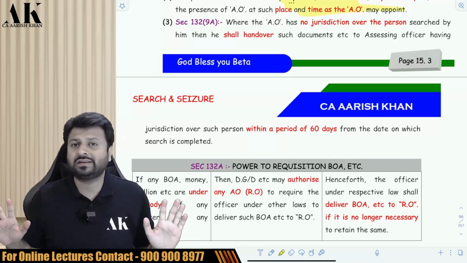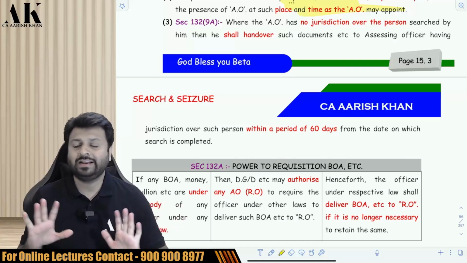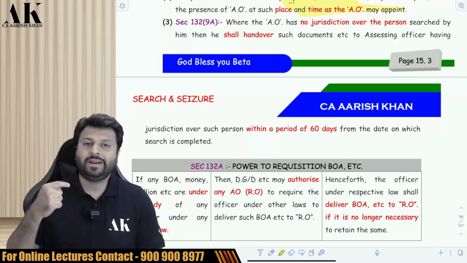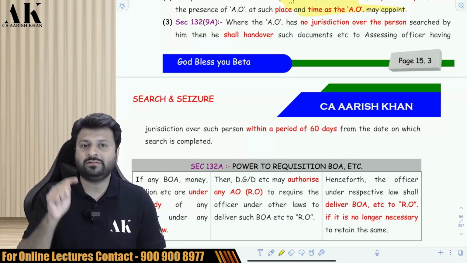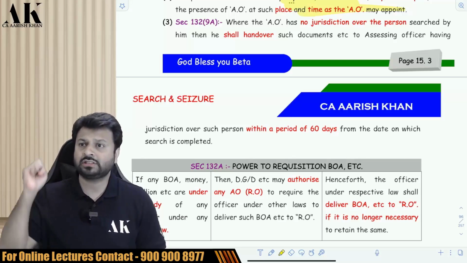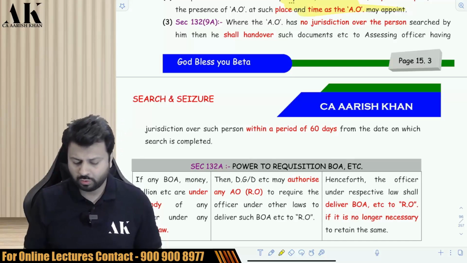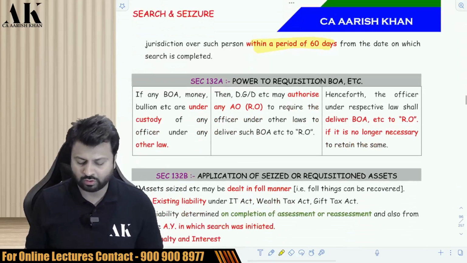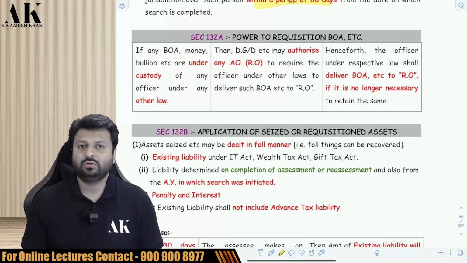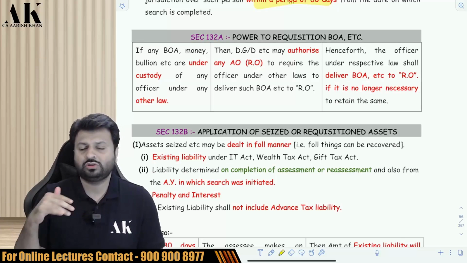My assessing officer cannot get into all these things and he cannot start the assessment of my friend because he does not have jurisdiction over my friend. So in my premises, while doing the search, if the officer finds something else belonging to some other person, he can take it into possession and give it to the relevant assessing officer within 60 days as per 132(9)(a).